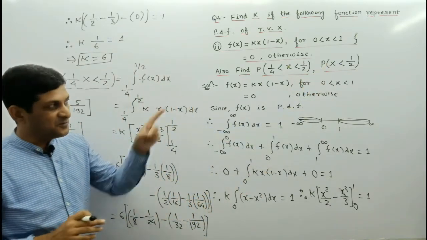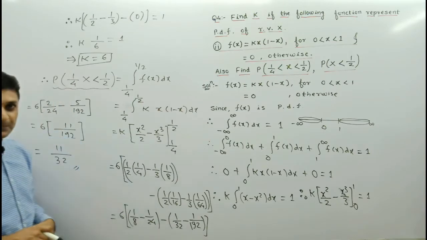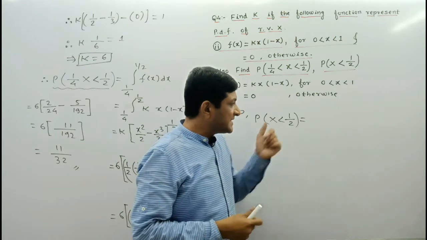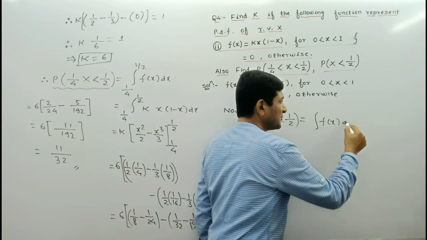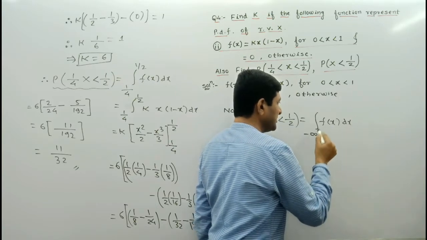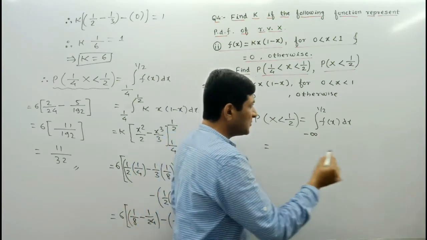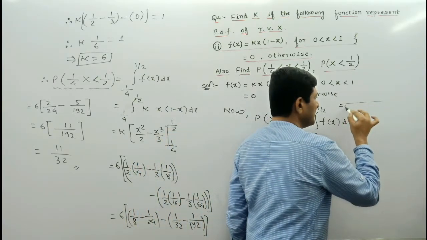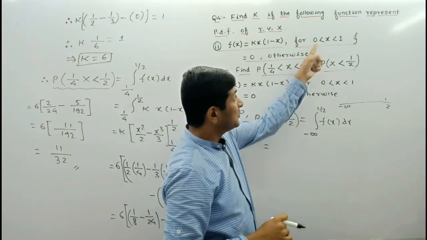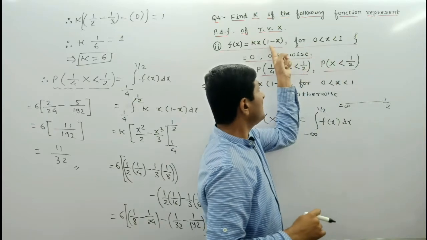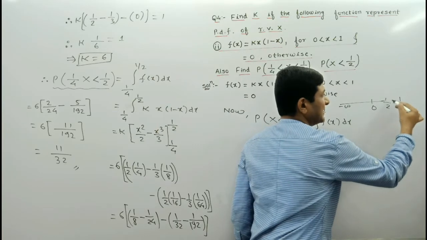Now let us try to find out third required value, P of x less than 1 by 2. Now see, P of x less than 1 by 2 means value of x is less than 1 by 2, means its value is from minus infinity to 1 by 2, isn't it? Minus infinity to 1 by 2. So now we have to split up this interval minus infinity to 1 by 2 in two parts, because up to 0 this is the value of f of x if x lies in between what? 0 and 1. So 0 and 1, isn't it?